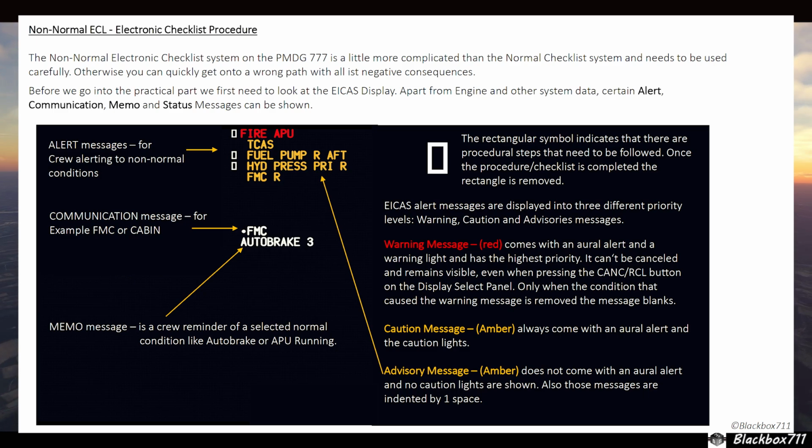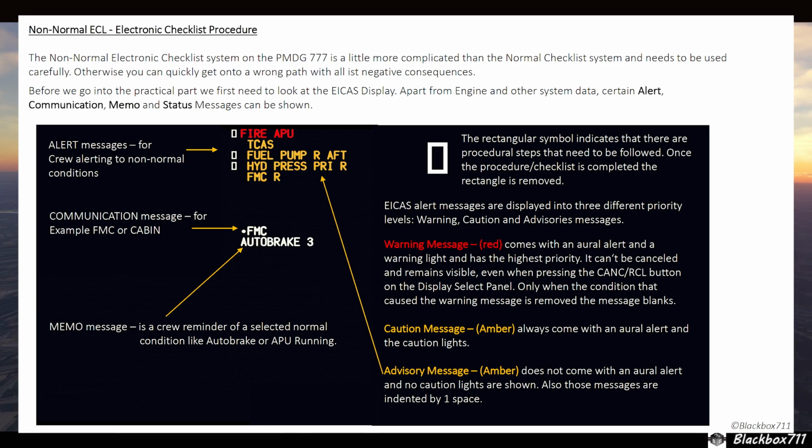Let's start with the highest priority message, which is of course the warning message, which is red in color and always comes with an oral alert like this one. Or like this one. It's important to note that these warning messages on the EICAS can't be cancelled and they remain visible even when you press the cancel recall button on the display select panel. So only when the condition that caused the warning message is removed, the message blanks.